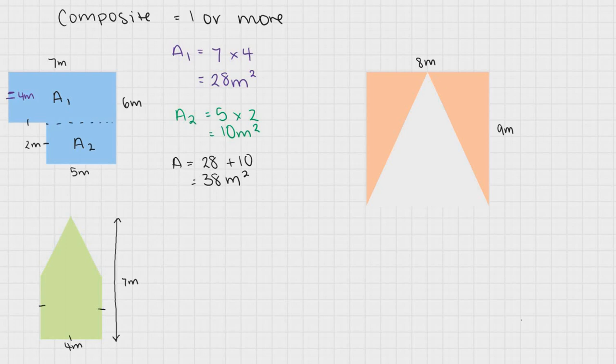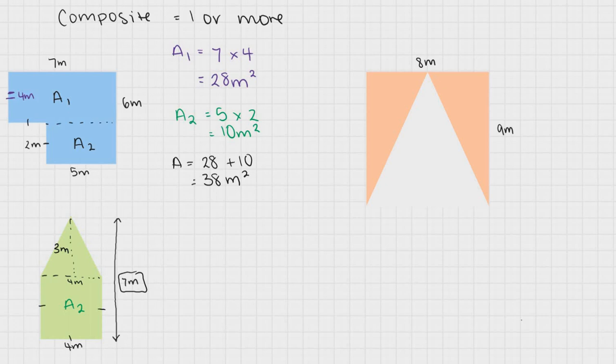On this green shape down the bottom here, I can see once again, I've got two different shapes. I've got this square here, which is 4 meters by 4 meters, and then I've got that triangle there. Now, our triangle here, we can see the base is 4 meters because the base of the square is 4 meters and they're sharing that. And then I can see the height there is going to be this 7 meters here. Take away that 4 meters is going to be a height of 3 meters.